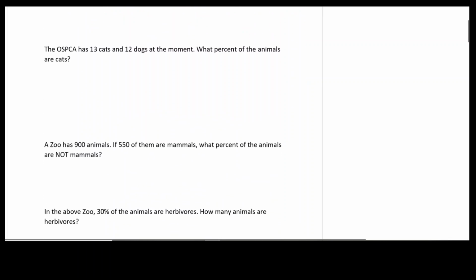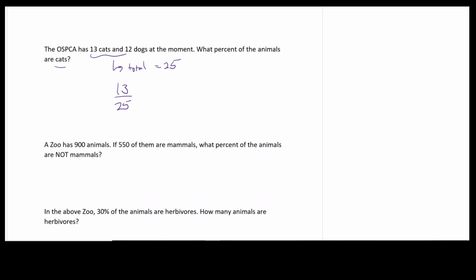So the OSPCA has 13 cats and 12 dogs at the moment. What percentage of the animals are cats? This is why I point out that the 15 was the total. In order to get a percentage, you need to know that we're talking about a total of 25 animals. I'll see often people will do 12 divided by 13 here, and they'll get something close to 100%, when in reality it should be close to 50%. They're almost equal. So 13 cats, it wanted the percentage of cats, so you do 13 out of 25. If you wanted the percentage of dogs, you do 12 out of 25.